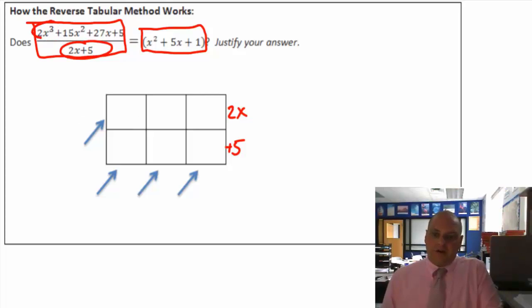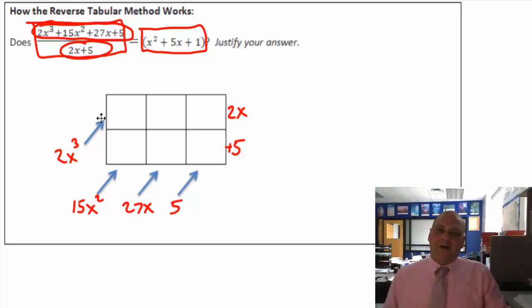This right here is essentially what you would get if you were to multiply this quotient times this binomial here. You would get this 2x to the third plus 15x squared plus 27x plus 5. So that's actually what goes outside the box, this dividend. 2x to the third, 15x squared, 27x, and 5. So now again, you know the answer of the tabular method.